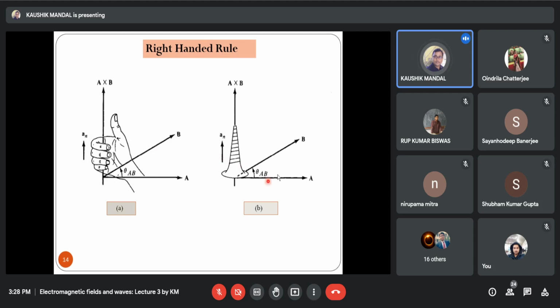That is also the same thing. It is representing the right hand screw: as you curl from A to B, the screw will move in that particular direction. So using this right hand rule, you can easily find out the direction of the unit vector after the cross product.